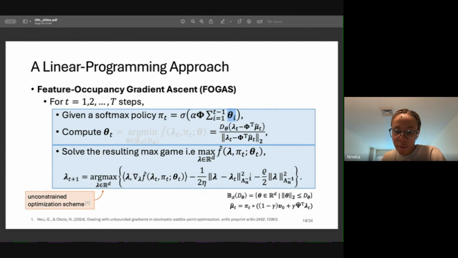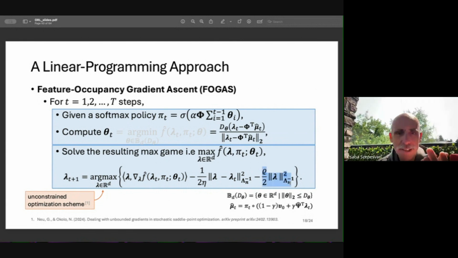Yes, so this part is more or less the mirror descent style update. And then this is also gradient descent if you use this Euclidean and Bregman divergences.